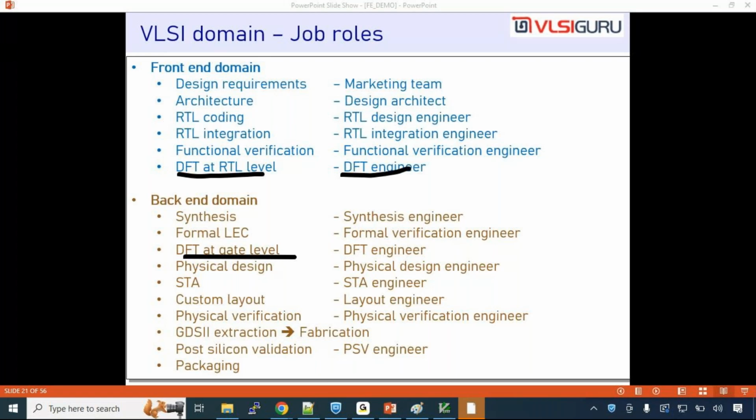Sir, which has better salary, front end or back end, sir? Both offer similar salaries. So let's wait for 15 minutes. I'll be done with all these topics. Then I'll answer all these questions one by one. Let's just complete the remaining part of the presentation for 15 minutes.